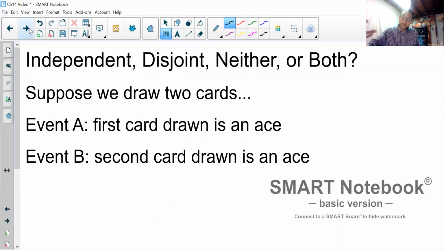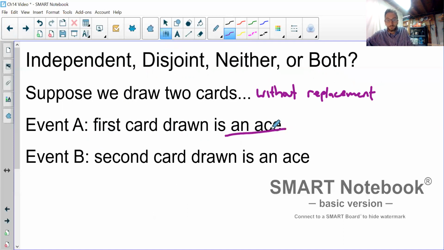Whereas if you look here, now let's say we draw two cards. And I should have defined this in the question. Let's say we draw two cards without replacement, right? Because that's how most card games are played, right? Like I don't give you a card and then take it back. So let's look at event: first card drawn is an ace. Second card drawn is an ace.